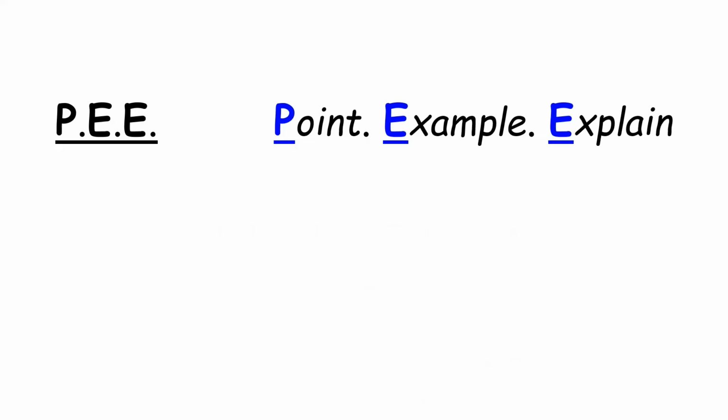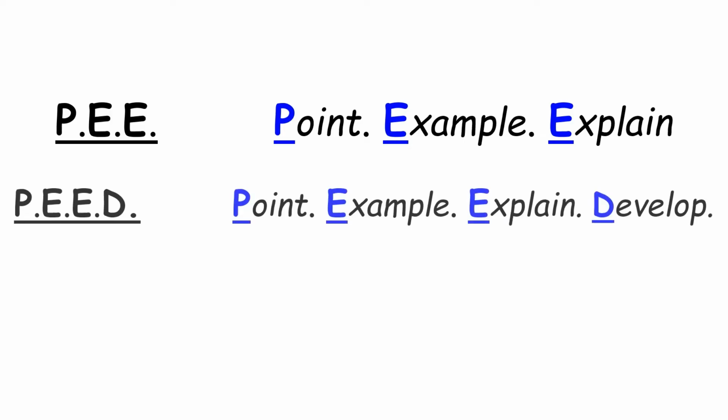Now, one way of doing developed points that include these case-specific examples is to PEE. Write your point, write your example, and then explain. Even better, though, is in the exam when you're writing an answer, PEED. Write your point, quote an example, explain it, and then develop it even further. If you're after grade 9, PEED your way through each exam question.